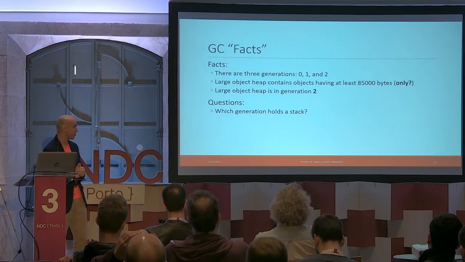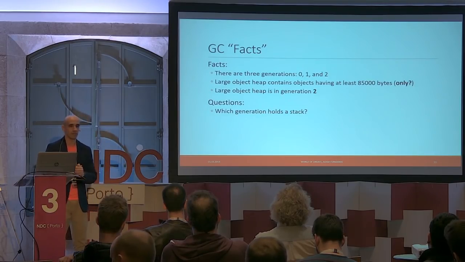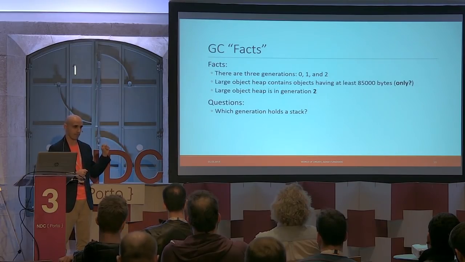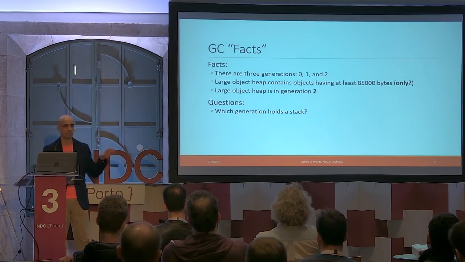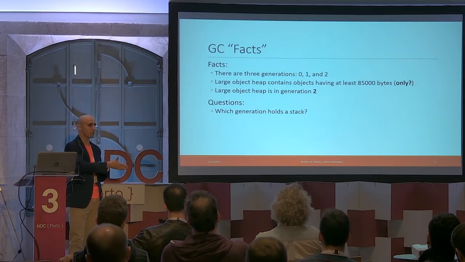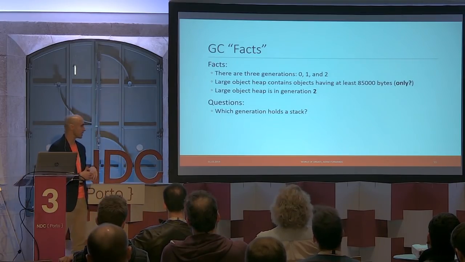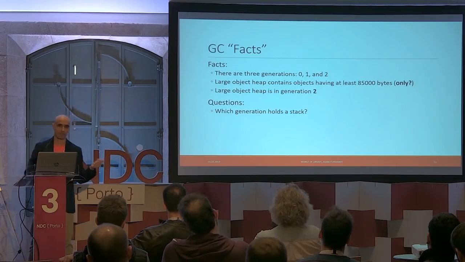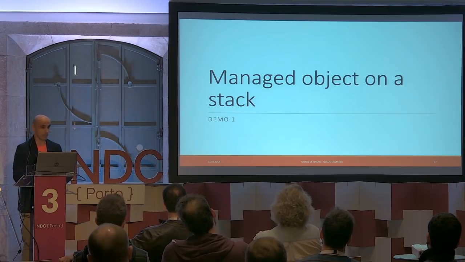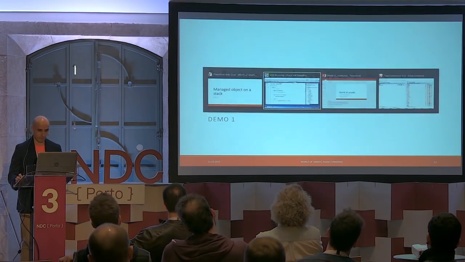And trivia for you, just before we actually go to the code, is which generation is a stack? You probably know you can call GC.GetGeneration, and it returns you which generation this object is in. The question is, what is it going to tell us when we ask for an object which is stored on a stack? Let's begin.